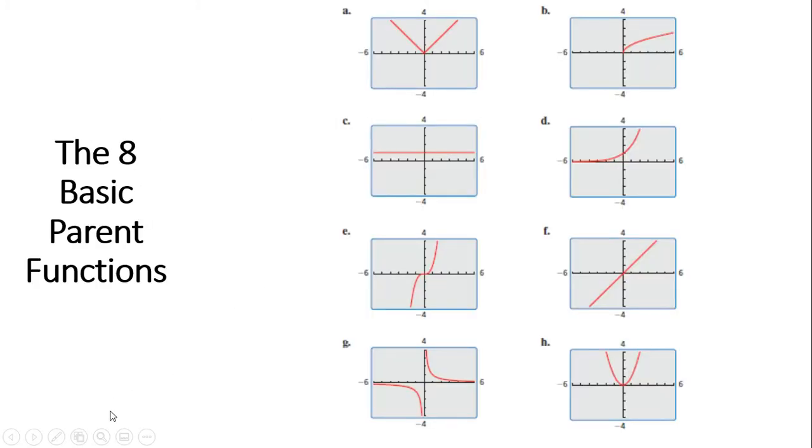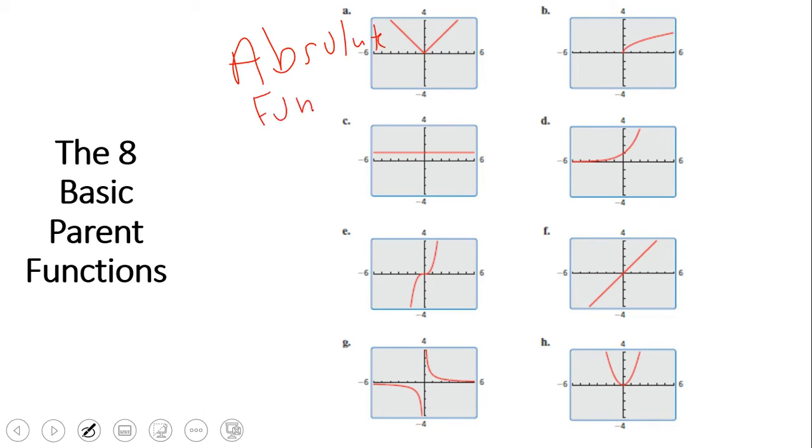So first, as a reminder, these are the 8 parent functions. You've probably seen at least half of them once or twice. If some of them are brand new, no worries. Some of them are so important, they get their very own chapters later on. But so here in A, this is an example of the absolute function graph. It looks like a V.